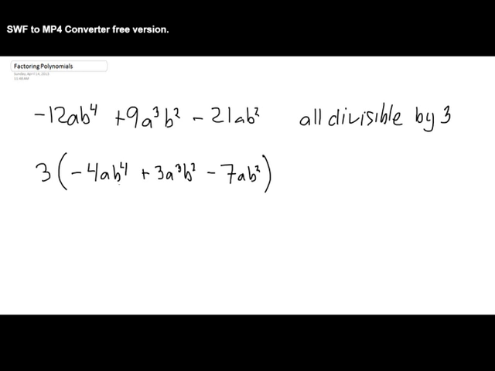But notice that we're not quite done yet, because there are greatest common factors for variables as well. The idea is, what's the largest thing that all of these three terms have in common? Notice how they all have at least one a. So I can also factor out a single a. I'll be left with negative 4b to the 4 plus 3a squared b squared minus 7b squared. So we're undoing the multiplication of an a.